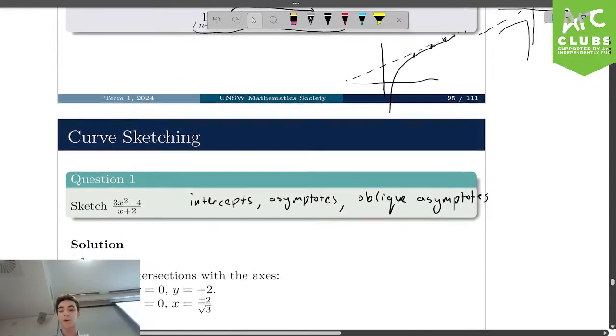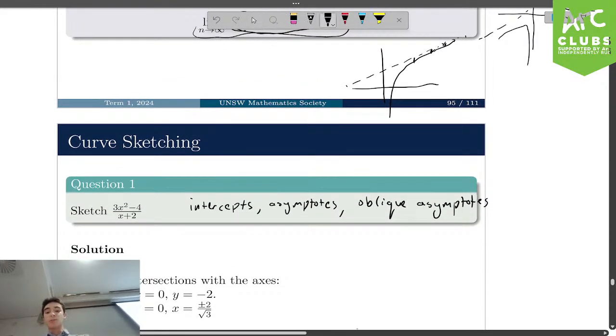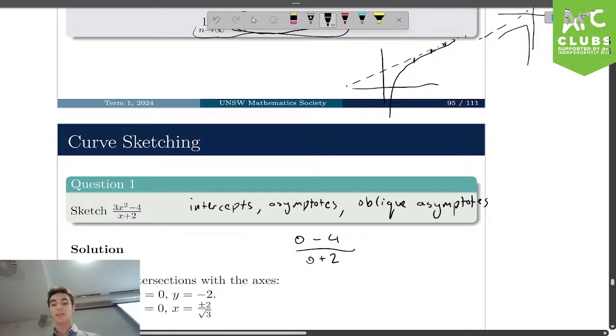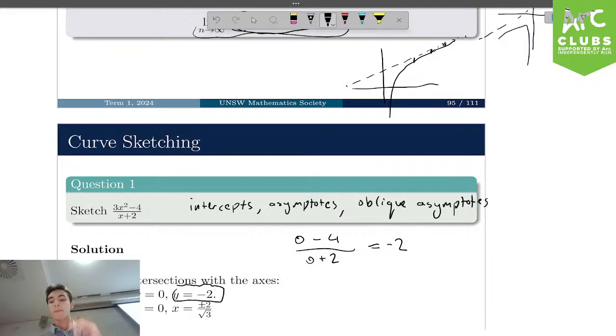So let's find the intersections first. So intersection with the y-axis is going to happen at whatever value you get when you substitute 0 into the function. So that's 0 minus 4 over 0 plus 2, which equals, obviously, minus 2. So our y-intercept occurs at y equals minus 2, right? And for our x-intercepts, you do actually have to solve this quadratic, but it's not too hard. You get these two values, plus or minus 2 over root 3, okay?